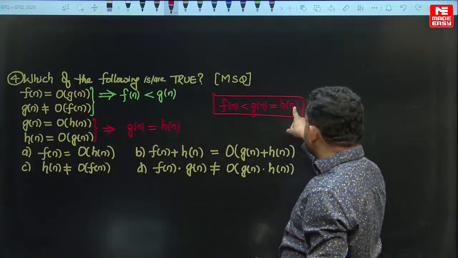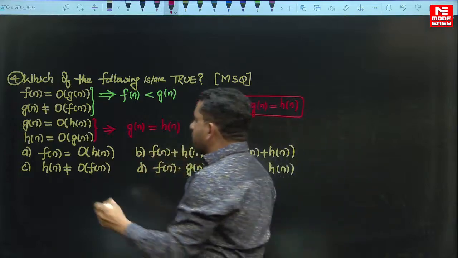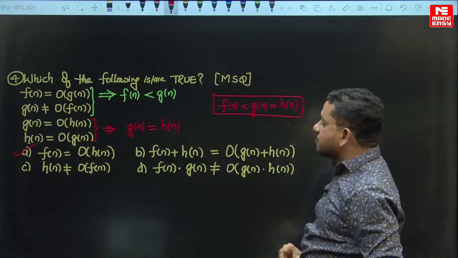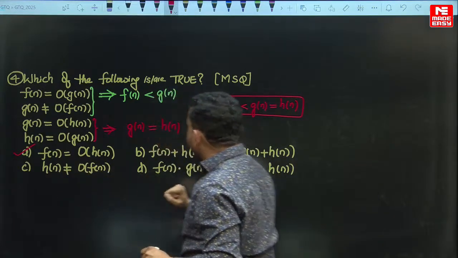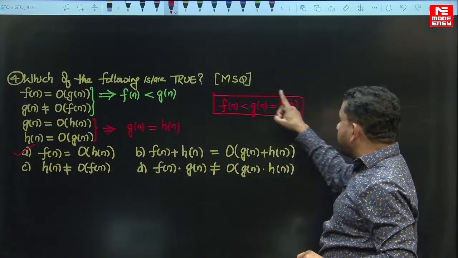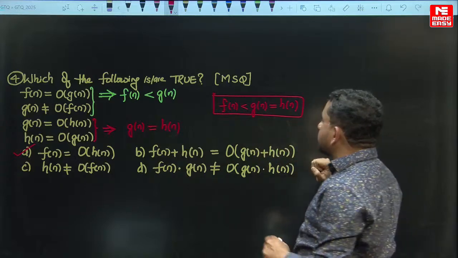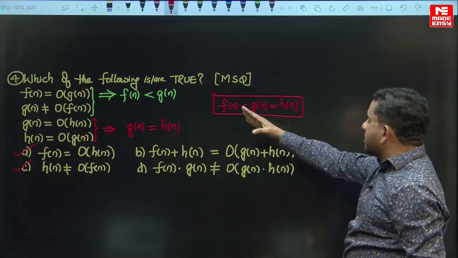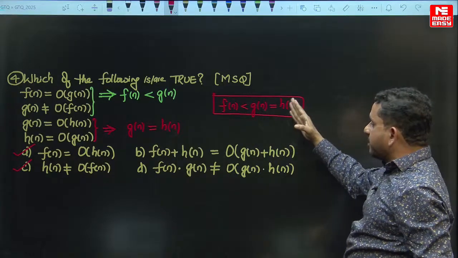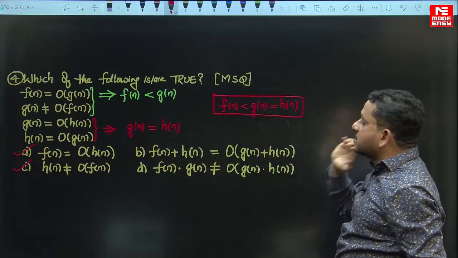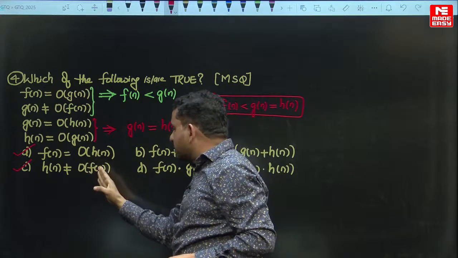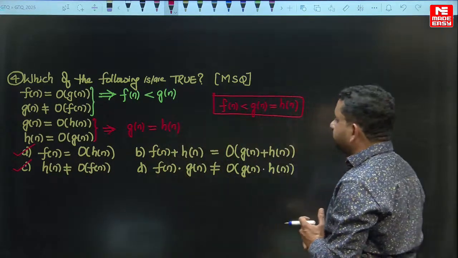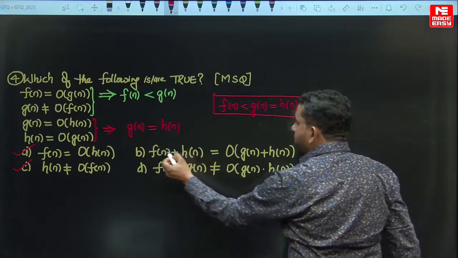F of n is also asymptotically less than h of n, so f of n is big O of h of n is true. Also, h of n is not big O of f of n is true, because f of n is asymptotically smaller than h of n. Then f plus h.